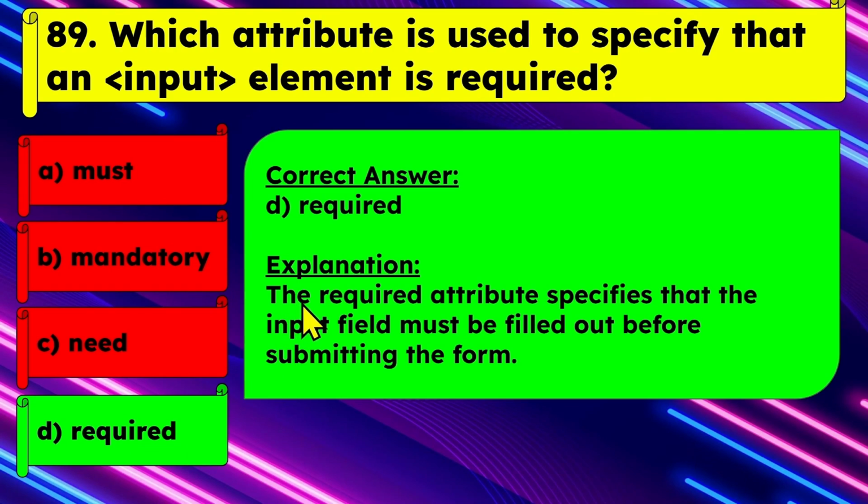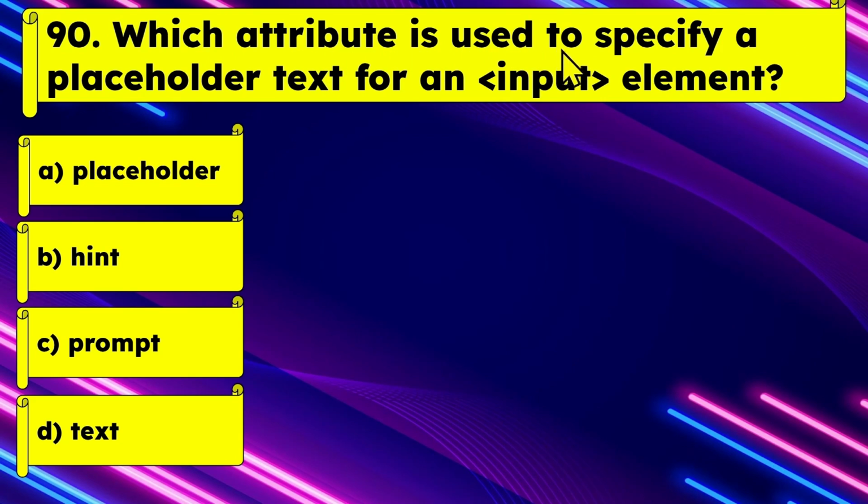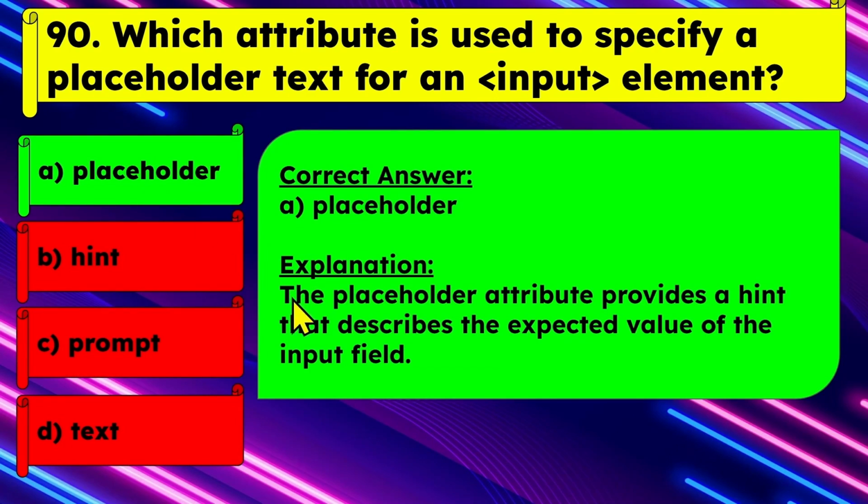So in the explanation, we can see the required attribute specifies that the input field must be filled out before submitting the form. Next question is, which attribute is used to specify a placeholder text for an input element? Option A placeholder, option B hint, option C prompt, and option D text. So here definitely the correct answer will be placeholder. As you can see, the placeholder attribute provides a hint that describes the expected value of the input field.